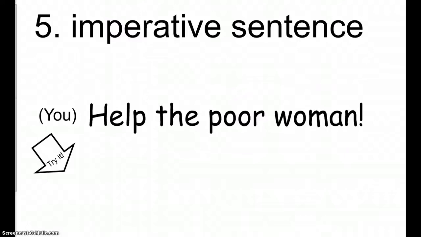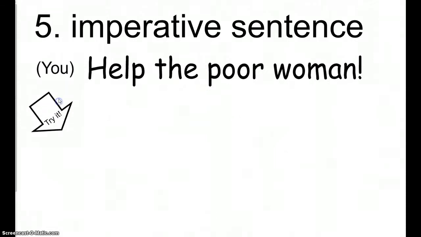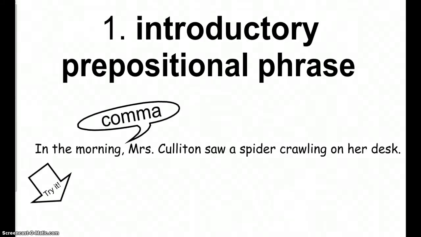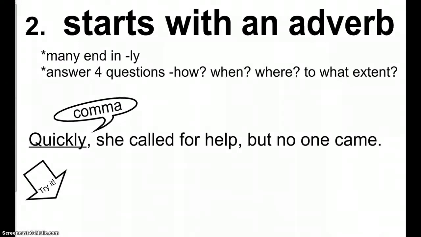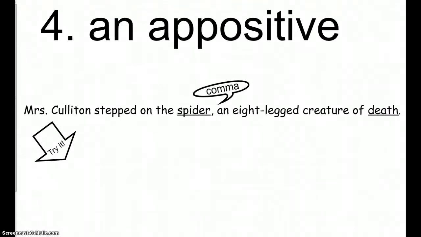This is Grammar Bits Part 2 of the varied sentence structure. We did Part 1 on Monday and covered 4 different types of sentences: introductory prepositional phrases, introductory adverbs, both of which need to have commas after them when they're put at the beginning of sentences, figurative language, similes, metaphors, and personification, and appositives.